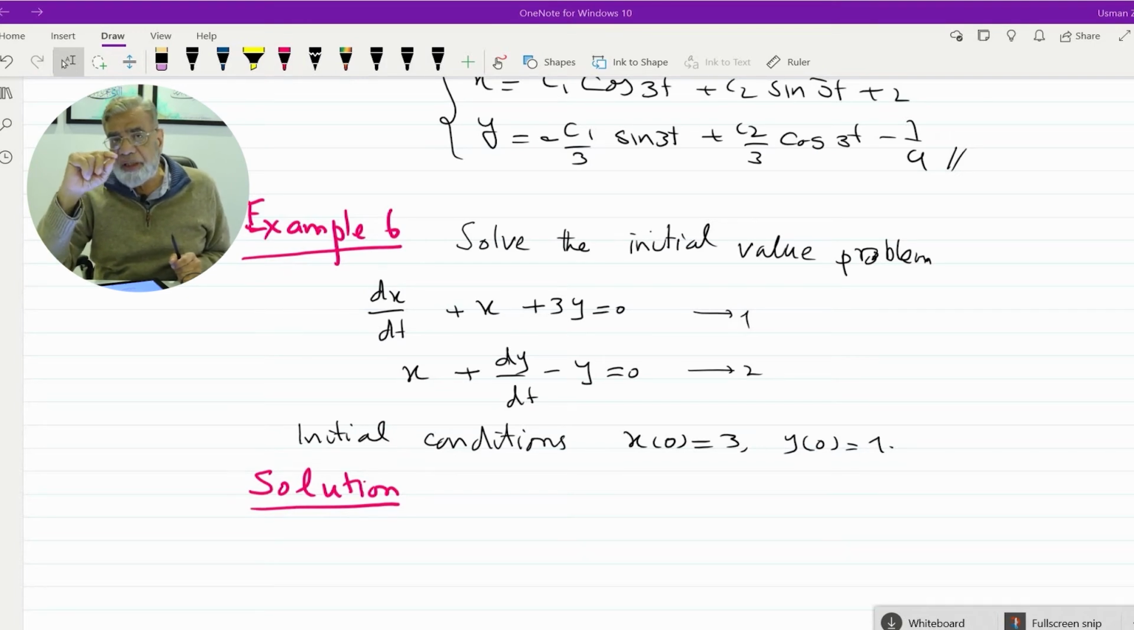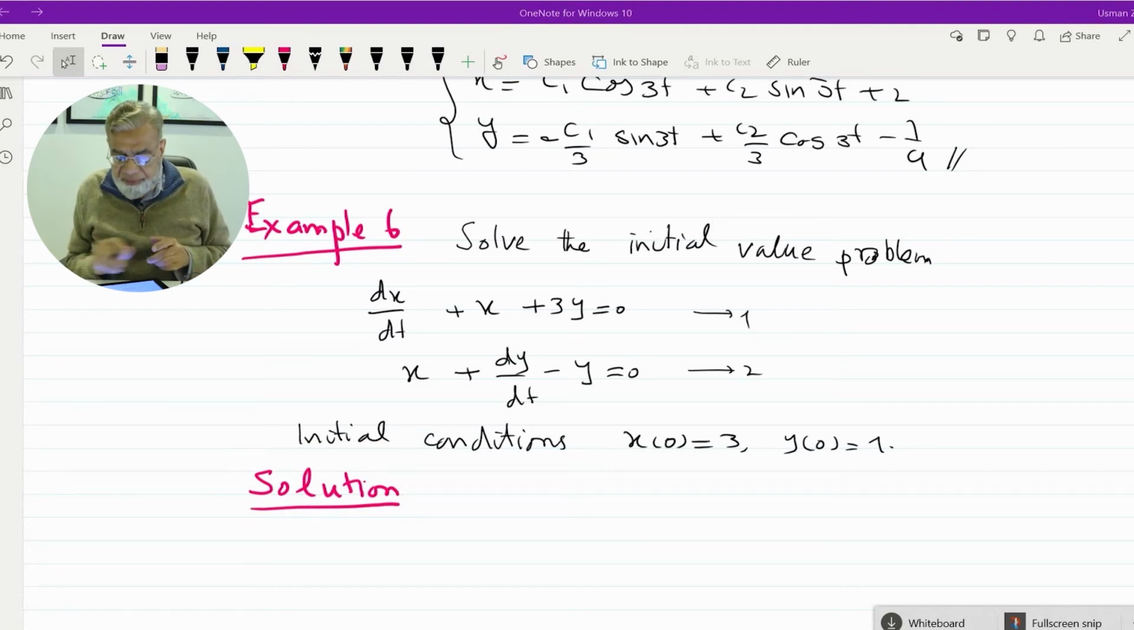Here again, as I mentioned, we have to decide whether we are going to start with x or with y. I told you to keep in mind that we solve only one equation, and then by substitution we find the solution for the other. So we look at the question. The question is dx by dt plus x plus 3y equal to 0, and x plus dy by dt minus y equal to 0. In those equations, if we find x, then we substitute x and dx by dt and get the value of y. Or we find y, then in the second equation I put the value of y and dy by dt, and I get the value of x. So they are the same, and the same level of calculation is required to find the solution.